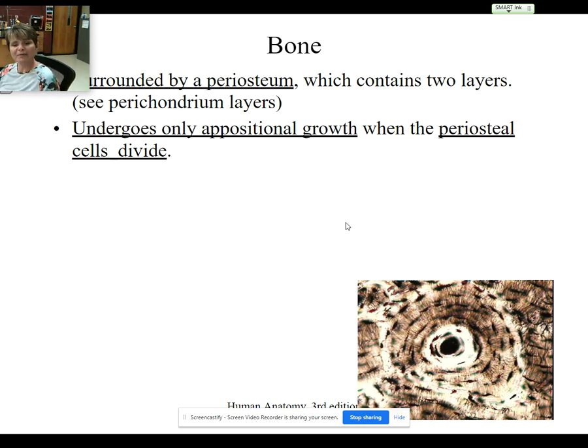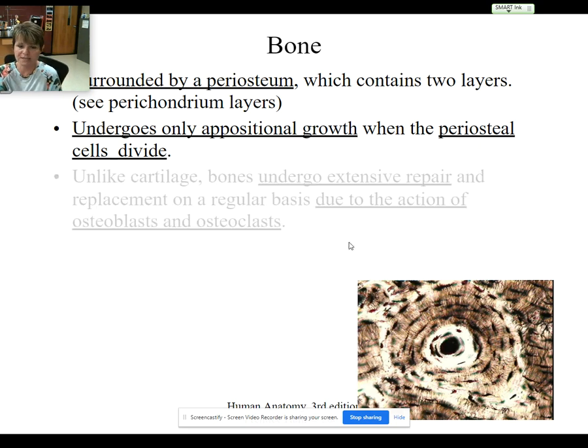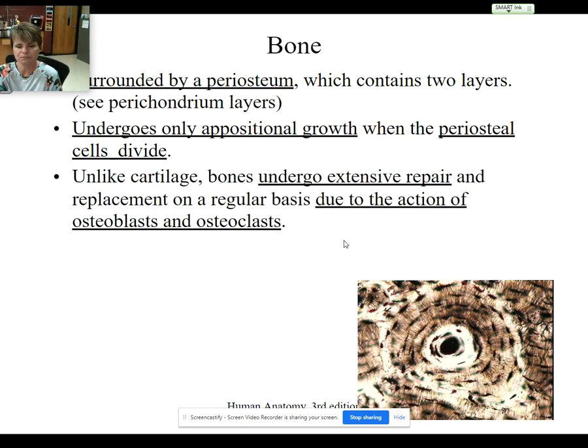And remember, that is called appositional growth. So bone undergoes only appositional growth. Bone does not undergo interstitial growth. Only cartilage undergoes interstitial growth. And again, unlike cartilage, bones can also undergo repair and replacement on a regular basis.